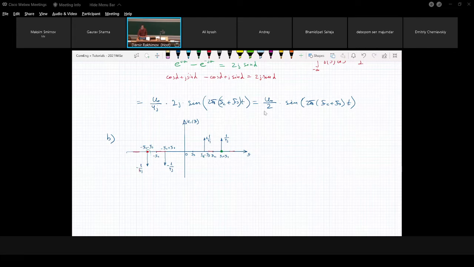Maybe you can help me. We have the signal in the bandpass range. Question: we need to find the low-pass representation for this spectrum. By which frequency? So yeah, let's do it step by step.